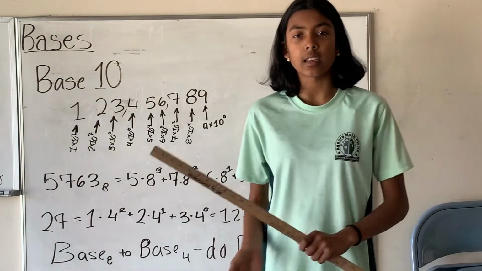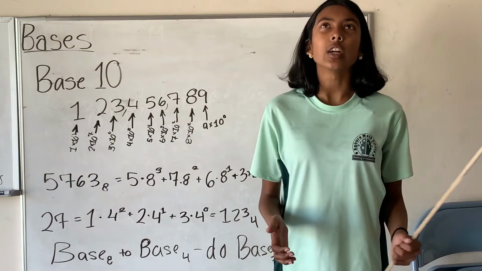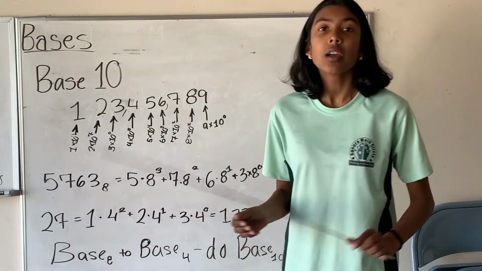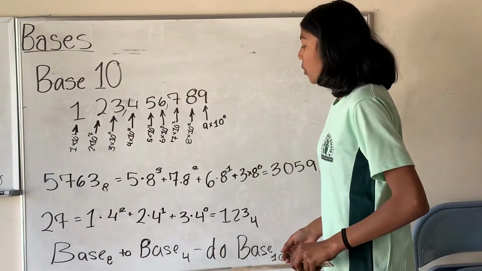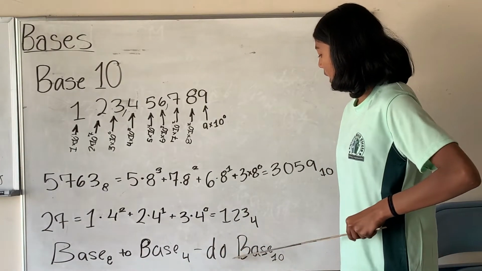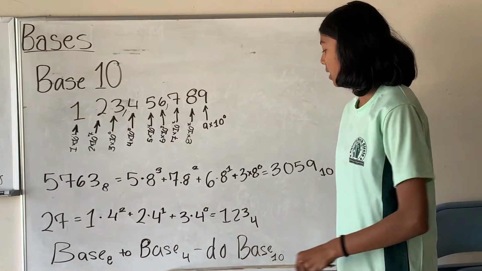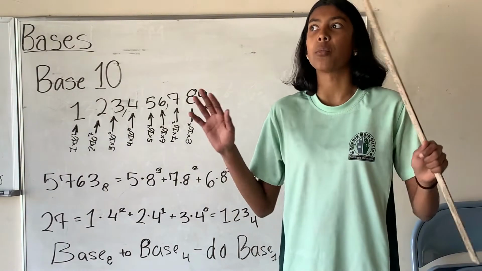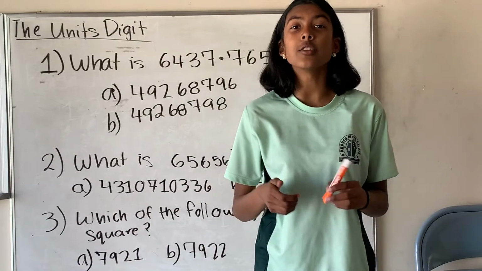And one last thing is, if we want to convert, let's say, base 8 to base 4, I wouldn't know why you would do that, but you always want to go from base 8, convert that to base 10, and then take base 10 and convert it to base 4. So you always want to use 10 as like the middleman to the units digit.